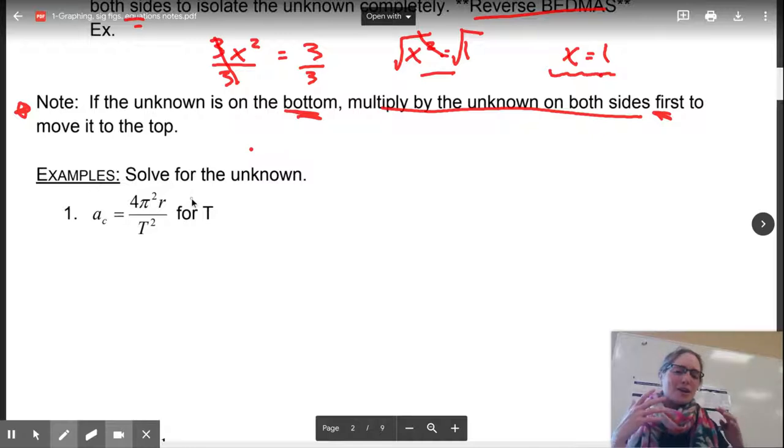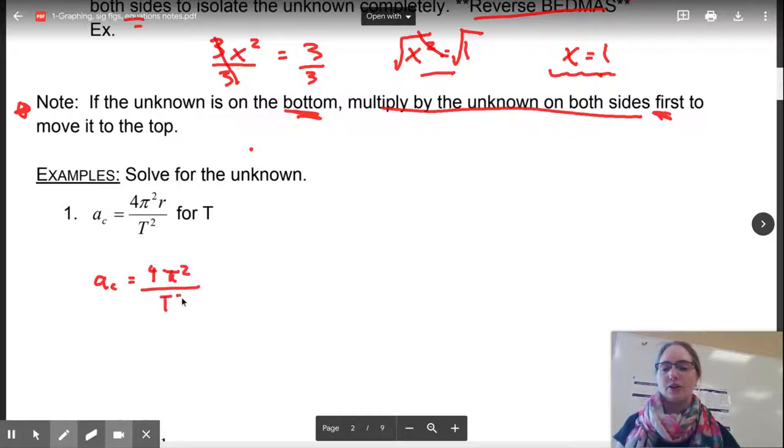So you can't magically move something to the top. I'm going to show you a few different ways to rearrange this, and then I'm going to show you what not to do, because it's the most common mistake I see with rearranging equations. So I want to solve for t. So a_c is equal to 4 pi squared r over t squared.